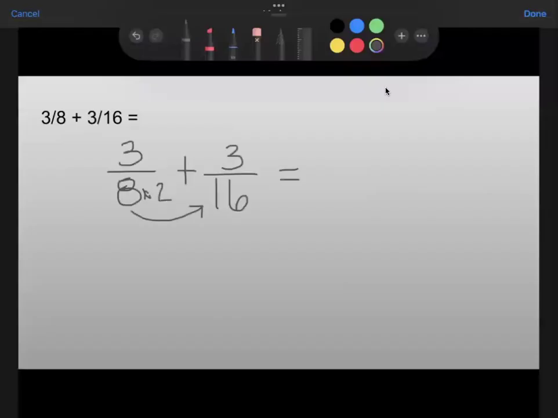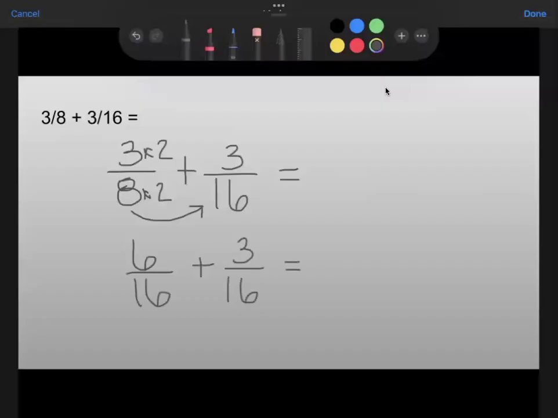And whatever I did to the bottom of a fraction, I have to do to the top to keep it equivalent. So I'm going to have to multiply the top of that fraction by 2 as well. I don't have to change the second fraction because it's already over 16. So 3 times 2 is 6, and 8 times 2 is 16. So that first fraction is going to change into 6 over 16. And then I'm going to add the 3 over 16.